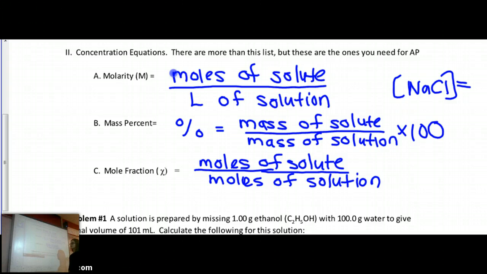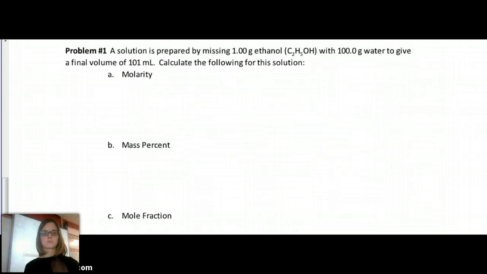Now we're going to look at problem number 1, where we are looking at a solution and calculating these different molarity, mass percent, and mole fraction calculations. Problem number 1 says a solution is prepared by mixing 1.00 grams of ethanol, C2H5OH, with 100 grams of water to give a final volume of 101 milliliters. Calculate the following for this solution. The first thing we have in part A is the molarity.